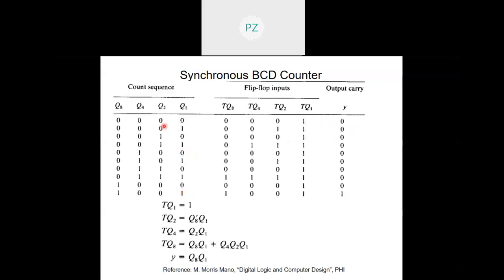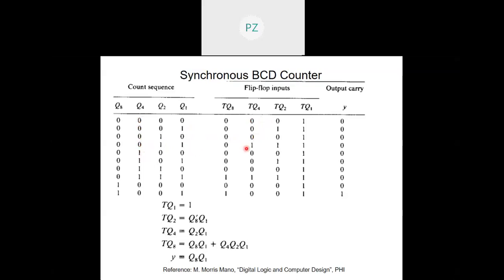Whereas over here, 0 to 0, no change. So TQ2 is 0. 0 to 1, there is a change. So TQ2 is 1. 1 to 1, there is no change. So TQ2 is 0. Again, Q2 is 0 to 0, no change. So the required TQ2 input is 0. And so on, it continues. Whereas for Q4, we see no change. So TQ4 is 0, no change. So TQ4 is 0, no change. So TQ4 is 0. There is a change from 0 to 1 because you've written the count sequence properly.